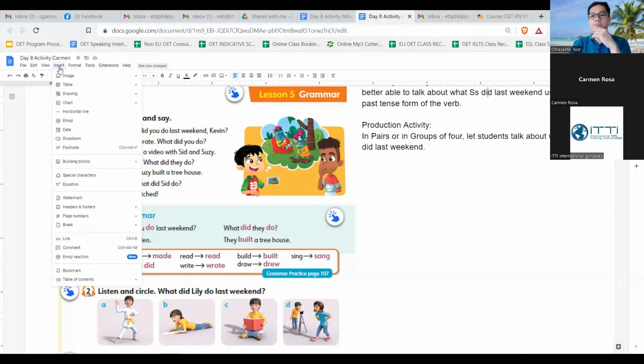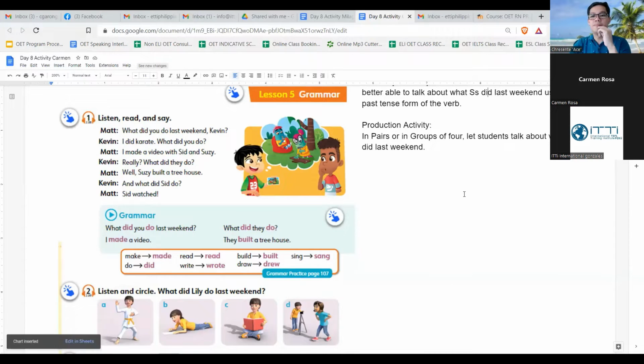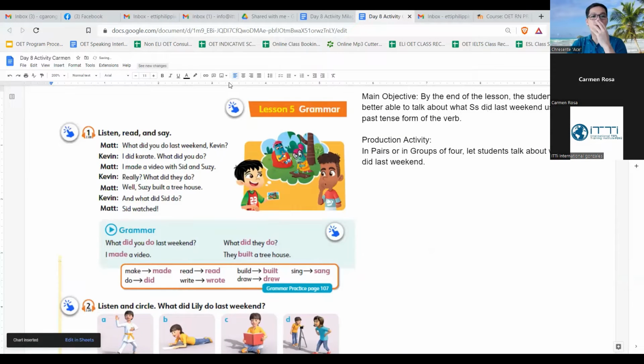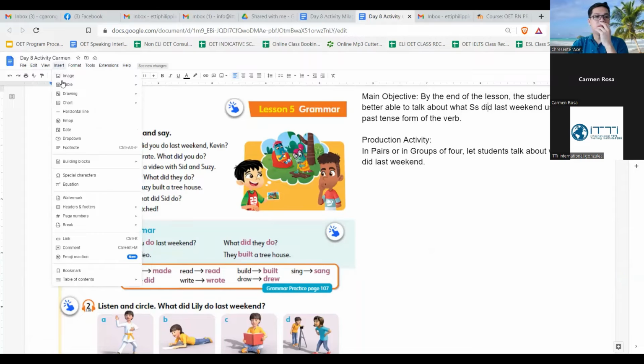Insert shape. We call it, I forgot the name of this. Oh, sorry. I will be back in 2 minutes, okay? Okay, sure. Wait a second. Okay.